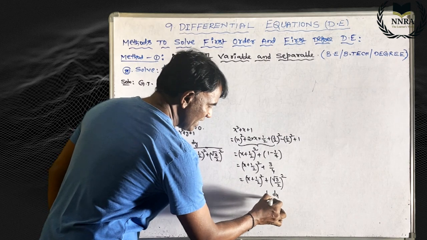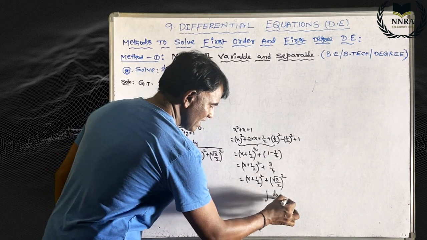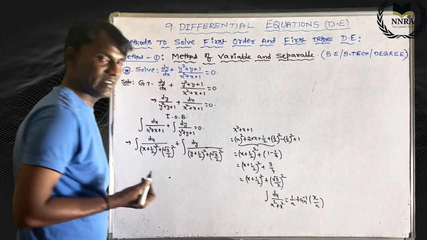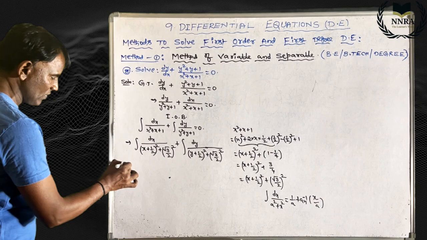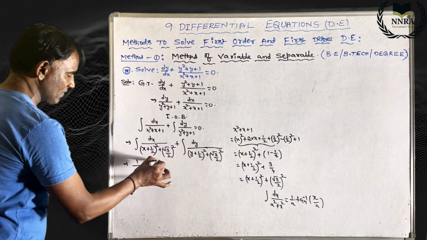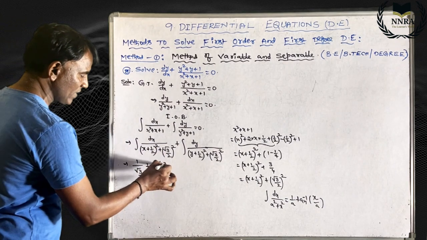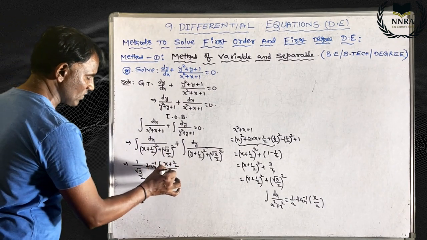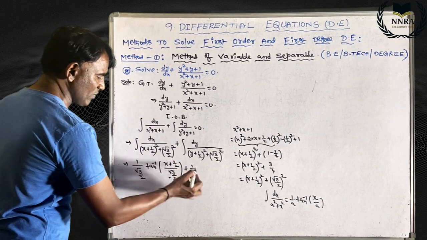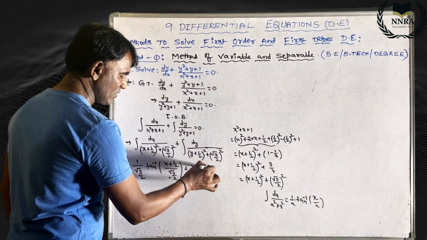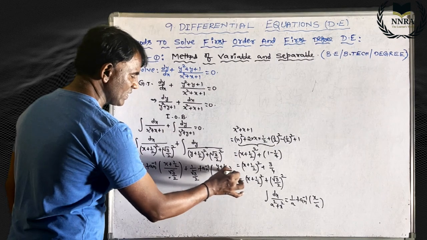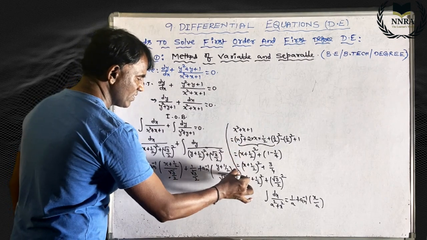And which form is it? Integral dx by a square plus x square, or x square plus a square. That is 1 by a tan inverse of x by a. So 1 by a, what is the value of a? Root 3 by 2. Tan inverse of x by a. X means x plus 1 by 2, right? A means root 3 by 2. Again the same formula, 1 by a, 1 by root 3 by 2, then tan inverse of y plus 1 by 2 divided by root 3 by 2. Then constant C. So this is a separate value.